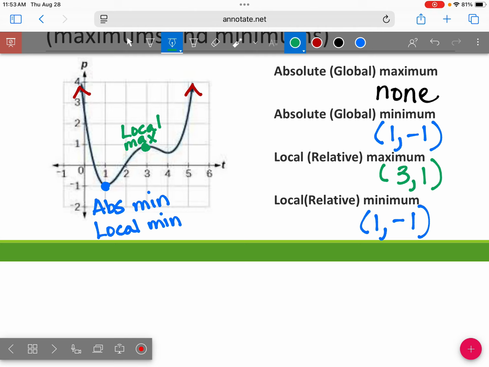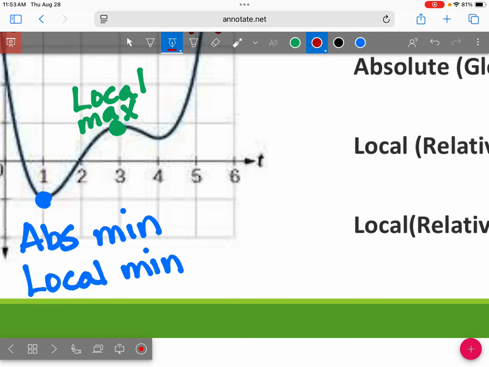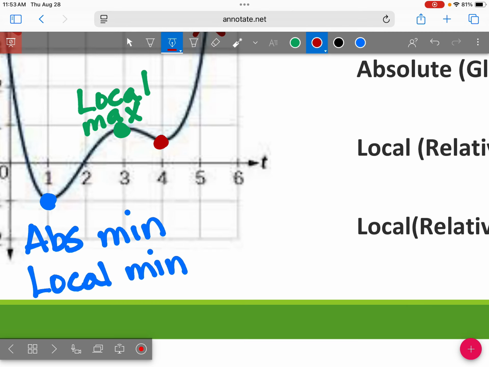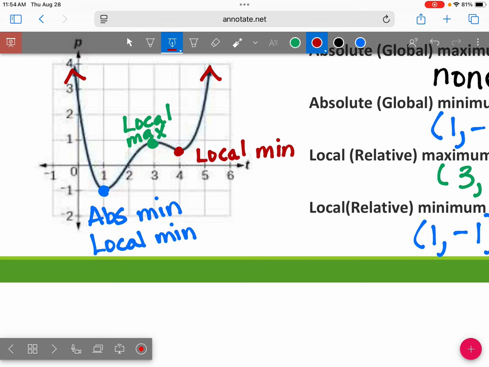Is there any other place on this graph where you see a dip? Yeah. There is one more place where there is a dip or a valley, and that would be right here. This would be called a local min. It's not the lowest point, so it's not an absolute min, but it is a place where the graph changes from decreasing to increasing. So we're just going to approximate that red dot.